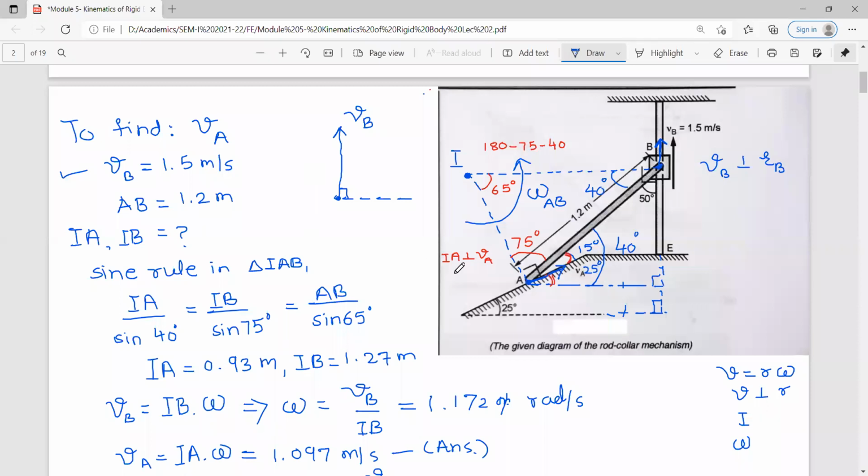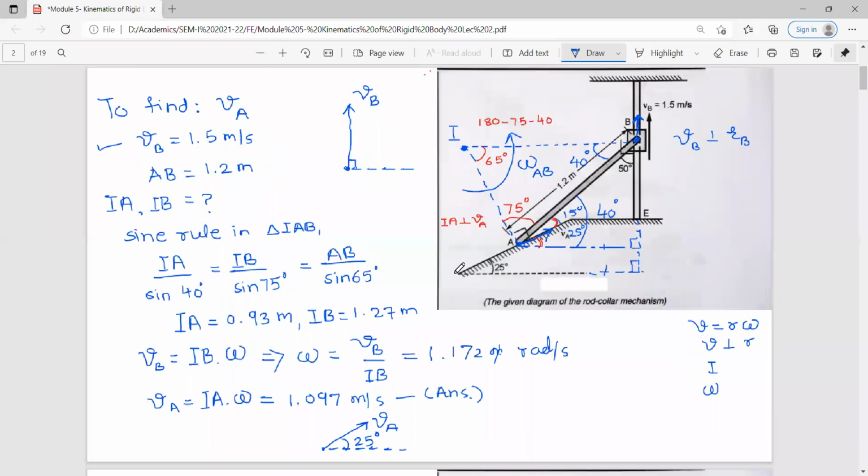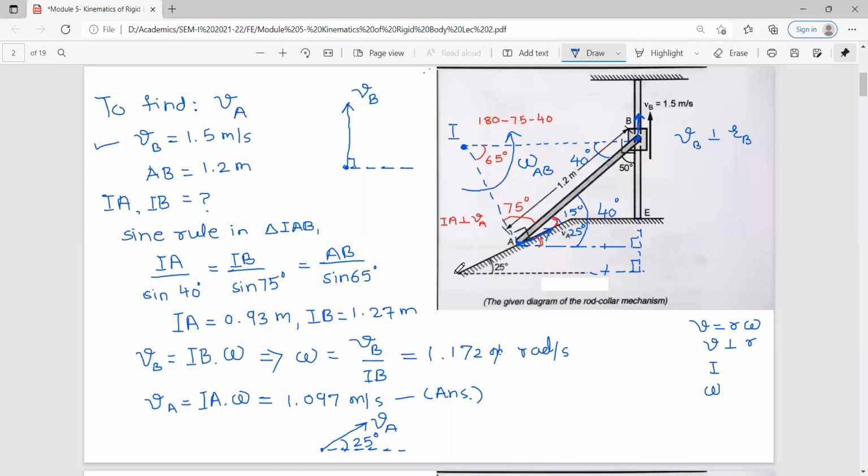Okay. So I hope you understood this problem. I give you say three minutes to note it down. Then we will solve the other problem. Okay, take 3 minutes.